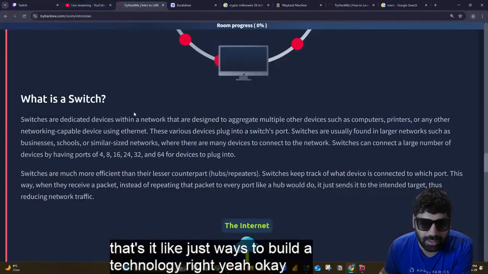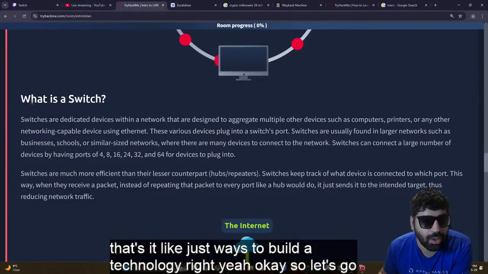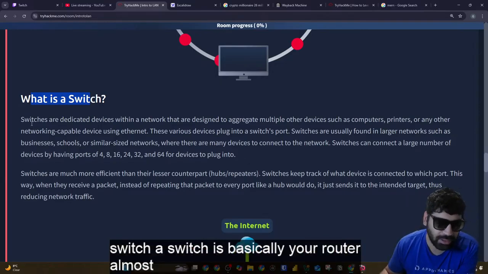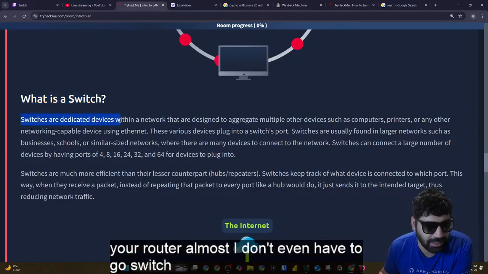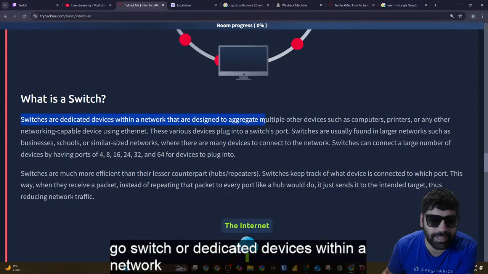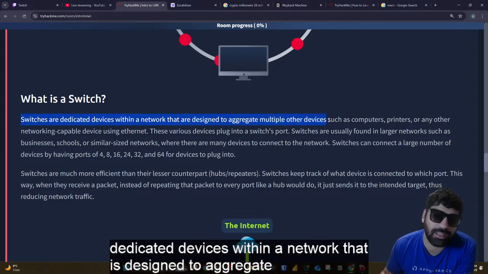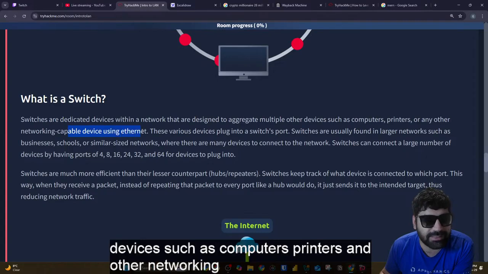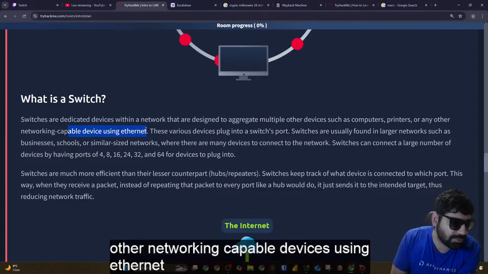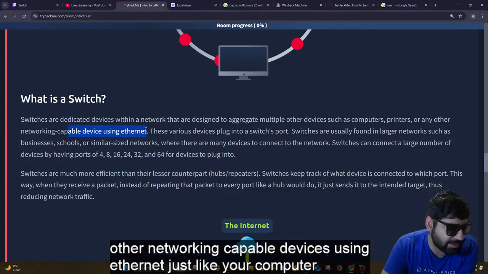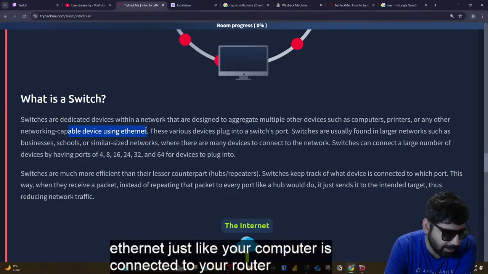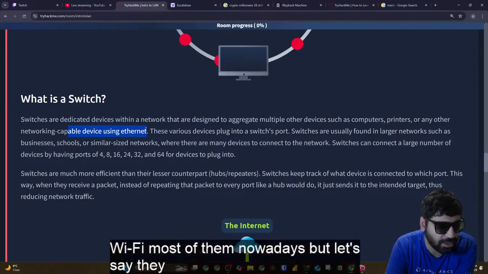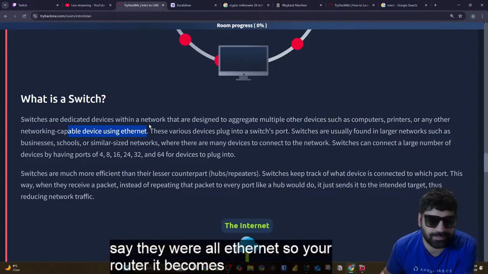Okay, so let's go here. What is a switch? A switch is basically your router almost. Switches are dedicated devices within a network that are designed to aggregate multiple other devices such as computers, printers, and other networking capable devices using Ethernet. Just like your computer is connected to your router through Ethernet or Wi-Fi, most of them nowadays. But let's say they were all Ethernet. So your router becomes a switch.